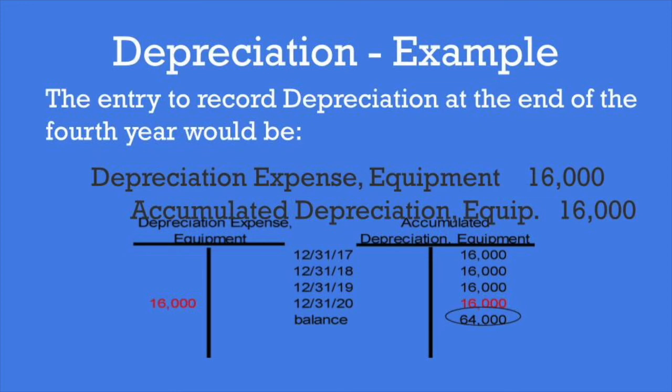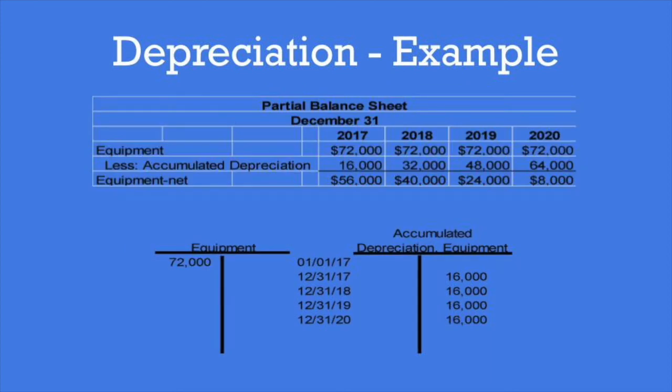And you can see that the equipment was recorded for $72,000 to start with. As the accumulation builds up, it will eventually come up to the total value of the asset less any residual value that you can get by selling.